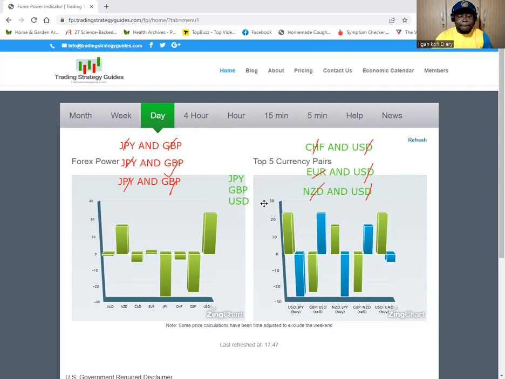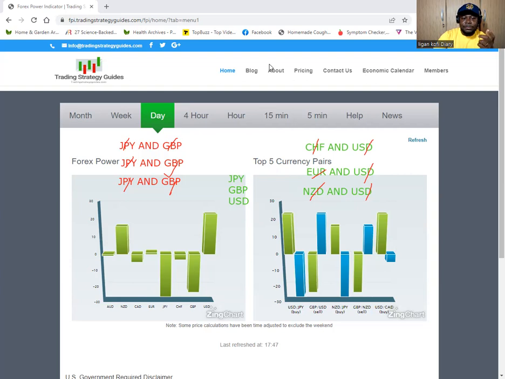All right, so what do we do here? Okay, now let's go to the chart. Maybe when we get to the chart, we will see what to do. But have it in mind that JPY and GBP are on the weaker side, and only USD is on the stronger side. Okay, let's go to the chart. No problem. We'll get to know what to do when we get to the chart.